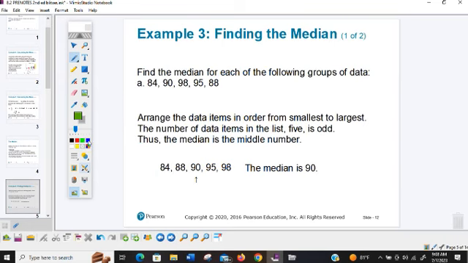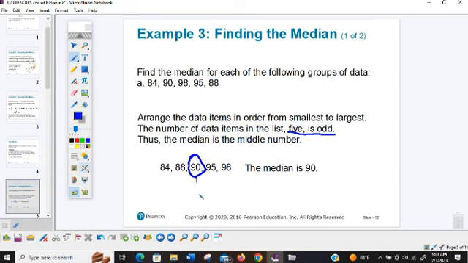So on this one, part A, we want to find the median for each of the following groups of data. 84, 90, 98, 95, 88. First thing we do, put them in order from smallest to largest. 84, 88, 90, 95, 98. Now this one had 5 pieces of data and 5 is odd. So it's really easy to pick the one in the middle. There's 2 on the left, 2 on the right. So the median is 90.